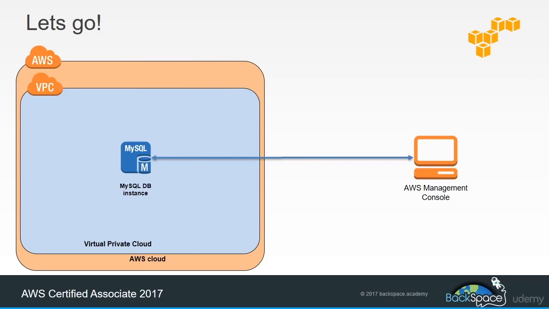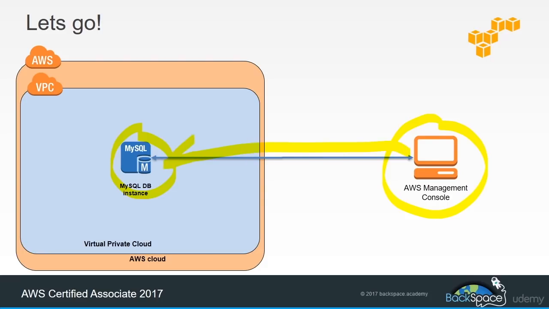So let's go and have a look at how we can use the RDS service. Inside of our default VPC, we're going to launch a MySQL database instance using the RDS service. We're going to do that using the AWS Management Console, and then connect into that MySQL instance using the MySQL Workbench application. Once we're finished with everything, we're going to tear it all down and make sure that we don't get a bill at the end of the month.